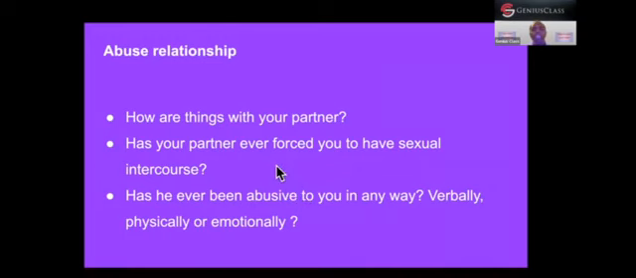Now that you have noticed the partner is far older than her, you have to ask about an abusive relationship. How are things with your partner? Has your partner ever forced you to have sexual intercourse when you did not want to? Has he ever been abusive to you in any form? Maybe verbally, physically or emotionally.